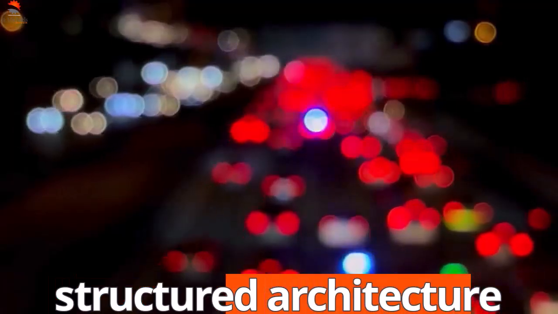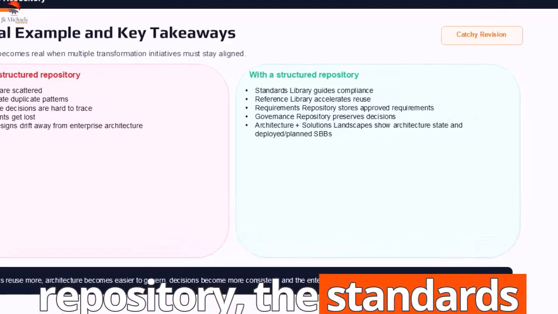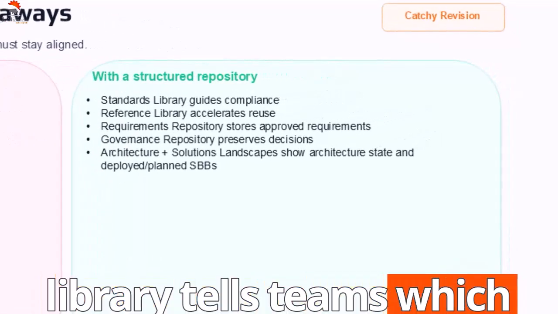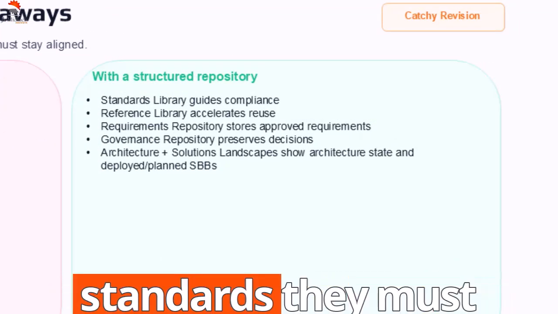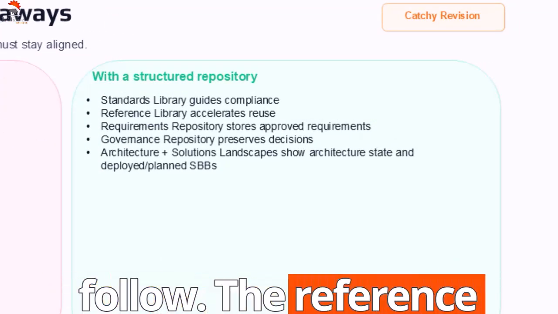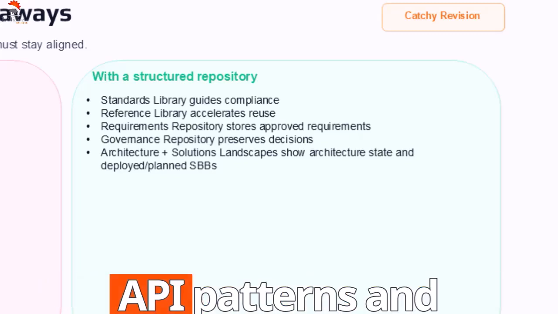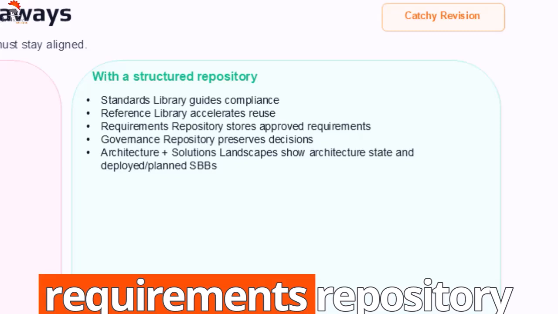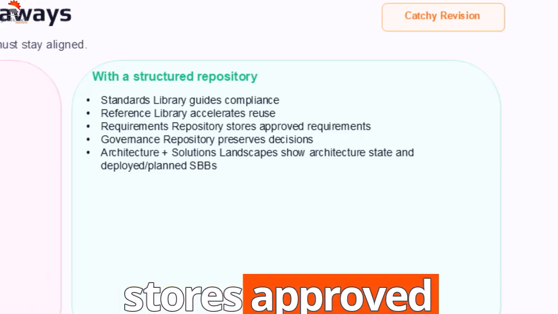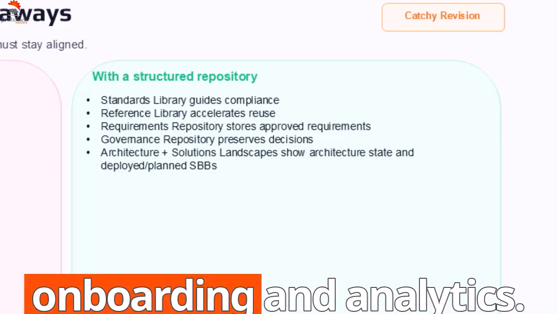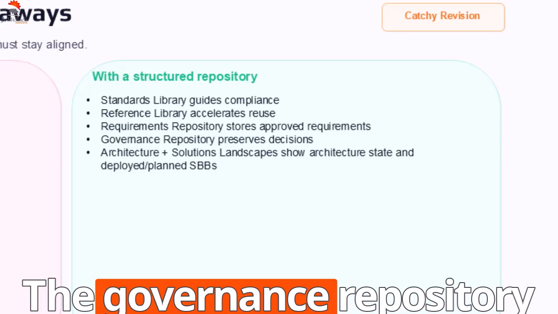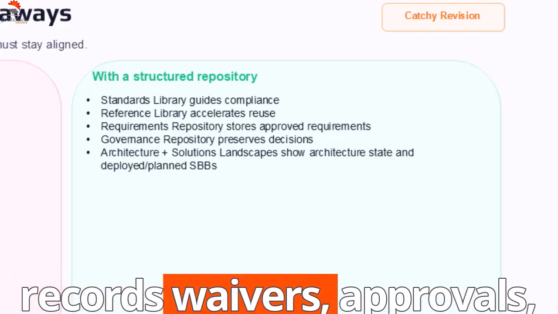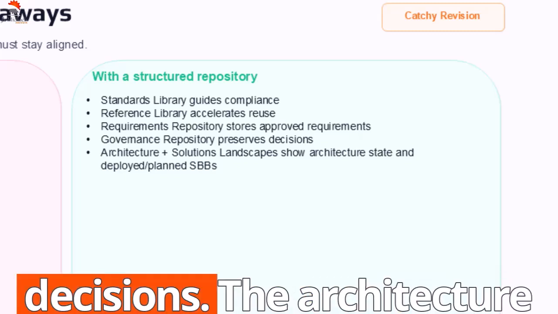But with a structured architecture repository, the standards library tells teams which integration and security standards they must follow. The reference library provides reusable API patterns and architecture templates. The architecture requirements repository stores approved requirements for digital onboarding and analytics. The governance repository records waivers, approvals, and governance review decisions.